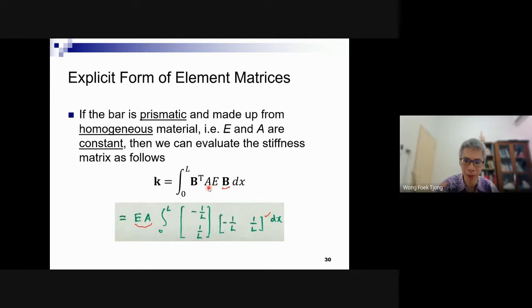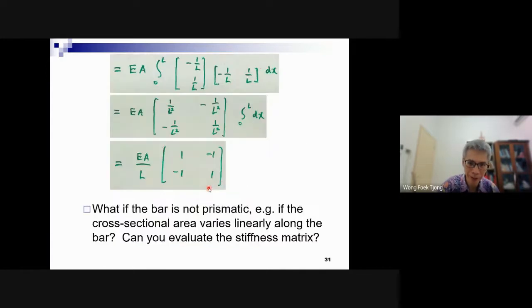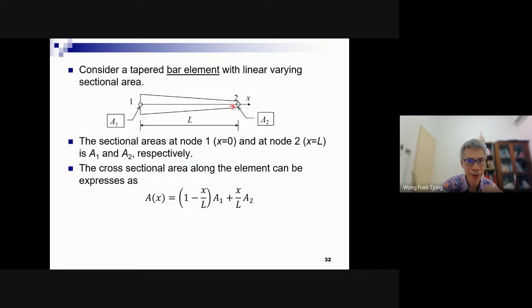For example, let E be constant, homogeneous, but A non-prismatic. Let's say the bar element, again, this is not a structure, okay? Because some students confuse it with a structure. So we want to invent a new element where the element is not prismatic. The area is A1 at node 1 and A2 at node 2. The element length is L.